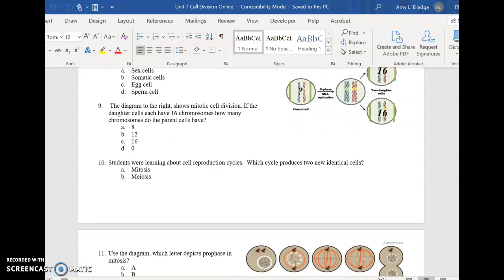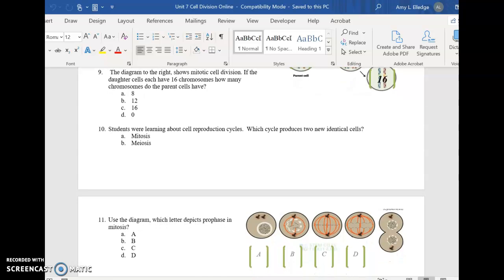Number 9, the diagram to the right, this one right here, shows mitotic cell division. So you're doing mitosis. If the daughter cells have 16, how many chromosomes are in the parent cell? Well, if you're doing mitosis, you're making body cells. And if you're making new body cells, you want them to be the same as the original body cell. So these 2 daughter cells that have 16 should be the same as the parent cell. The parent cell should also have 16. The only cells in your body that don't have the same number of chromosomes are sex cells, which are made by meiosis, not mitosis.